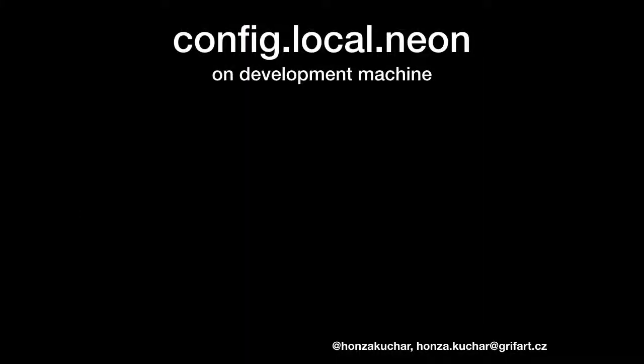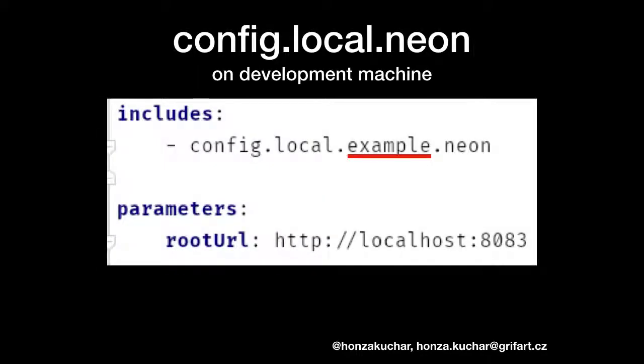Another thing. Who uses config.local.neon on a development machine, and who got out of sync with the production config.local? Half of the people here. I have a solution for you. It's really simple. Just in config.local.neon, include config.local.example.neon, and override just those things that need to be overridden on localhost.